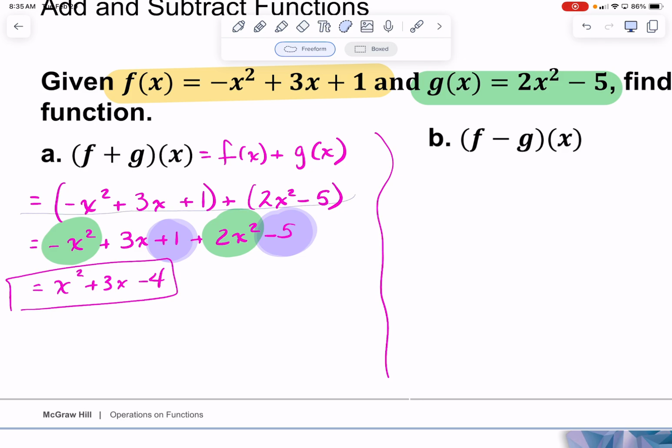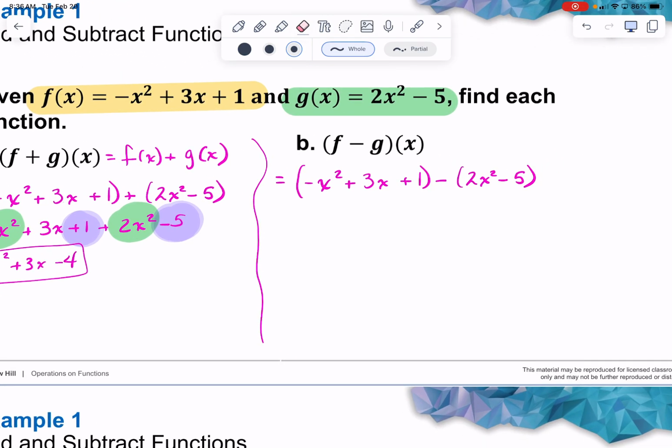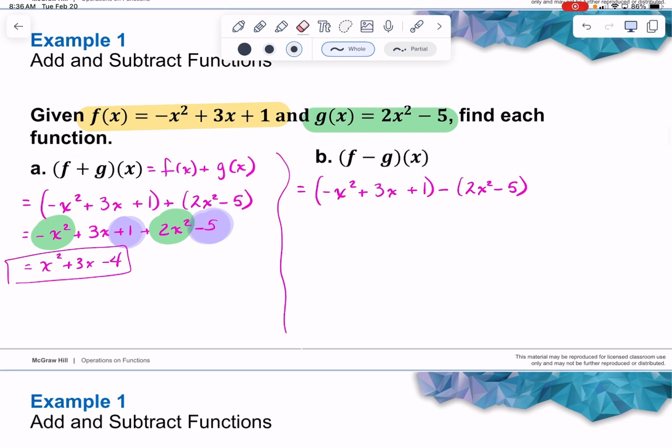F minus g of x is going to look the exact same. And to emphasize this, I'm cutting and pasting this over here. The only thing that's different, it's not a plus in between them, it's a minus, right? Does that make sense? I literally cut and pasted it over. The only thing that's different, instead of having a plus in the middle, you have a minus.